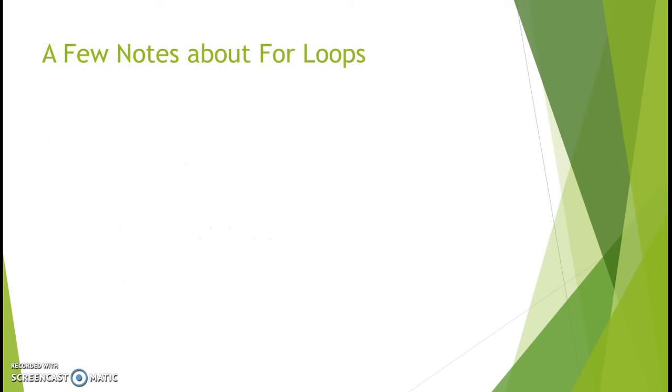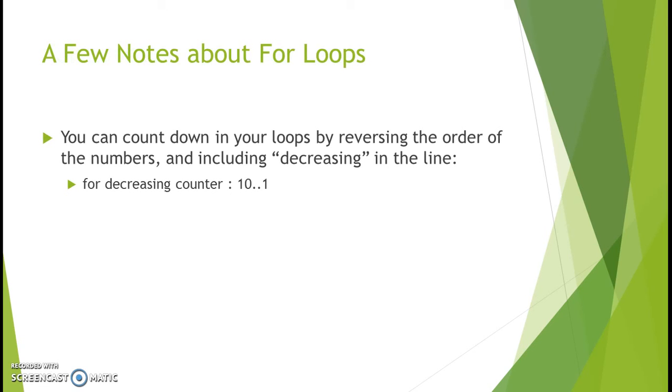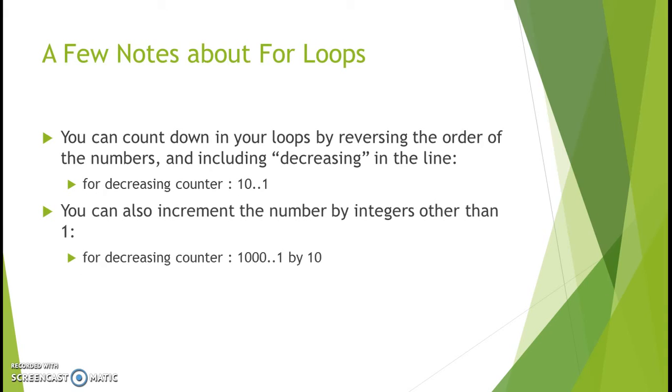Okay, a couple of notes about for loops that you may not anticipate. You can count down. And so you can decrease the counter if that is convenient, if you need numbers in that way. You can also increment by integers that are not 1. So if you want to increment by 10, you can do that.